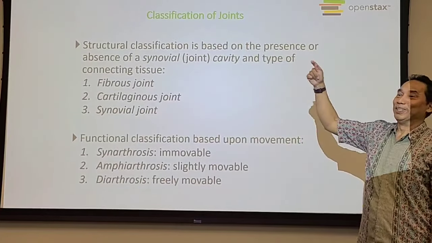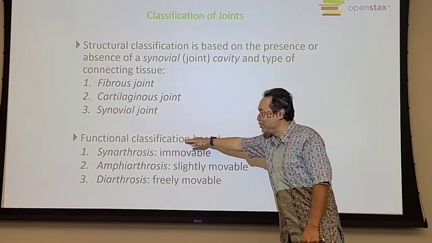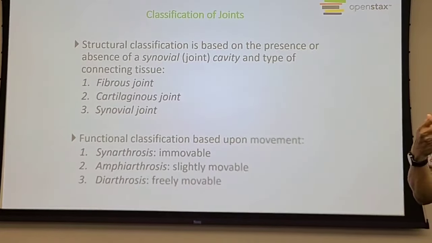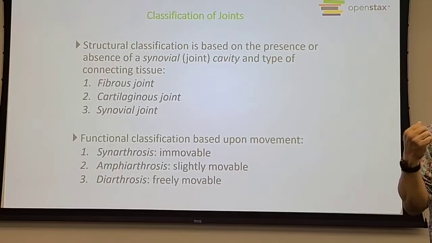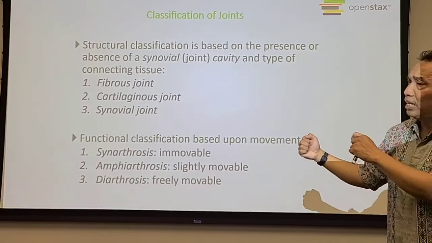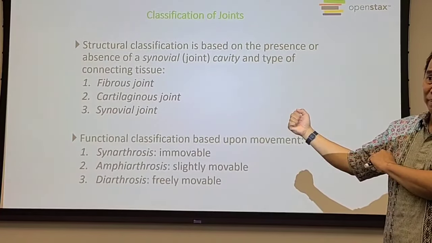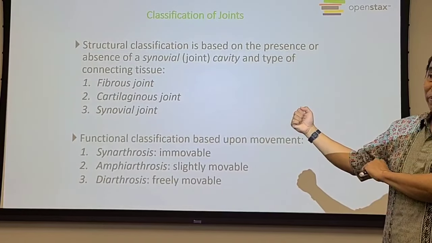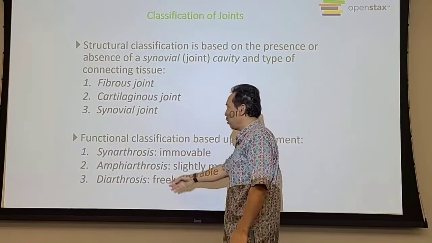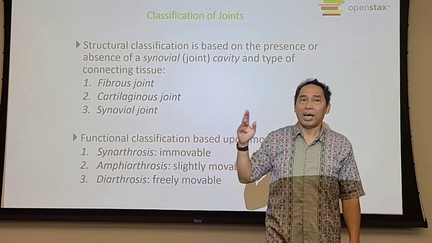No? Continue. Now, based on physiology, based on their function. Most of the joint function is for movement, right? Therefore, the classification of function is actually based on the movement. First, there is a joint that is called synarthrosis.